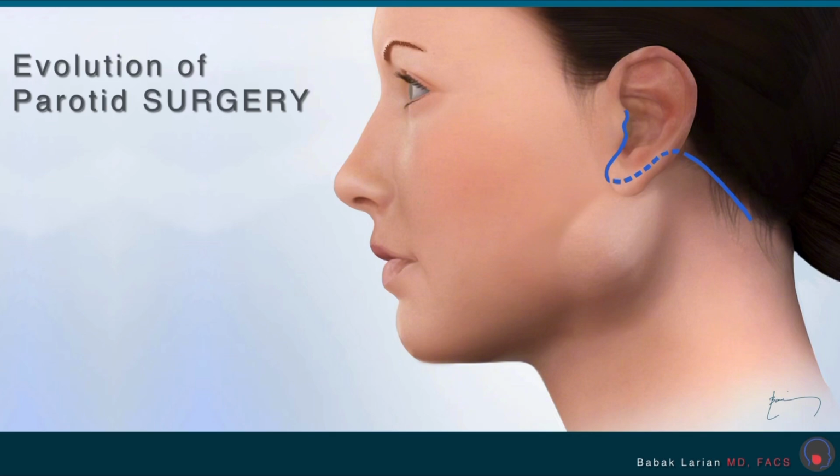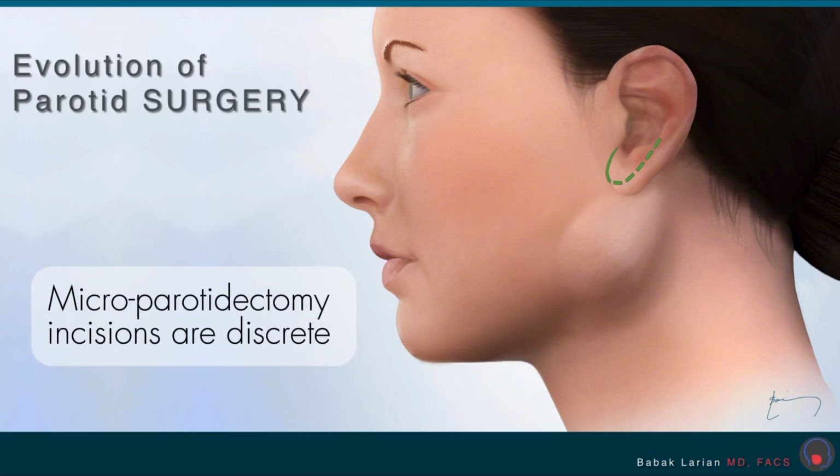Then over time, as I became more and more experienced, I started making the incisions shorter and shorter and shorter. And now my incision is this, which is what I call a micro-parotidectomy incision. In front of the ear and then in the groove behind the ear. It's well hidden.